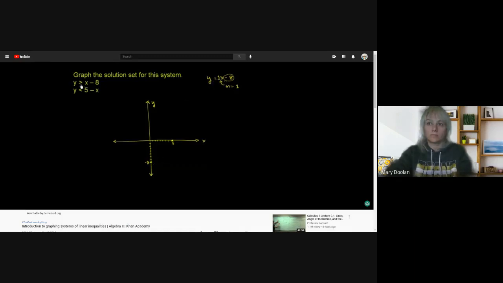But we're not going to include that line. We care about the y values that are greater than that line. So what we want to do is a dotted line to show that that's just the boundary, that we're not including that in our solution set.